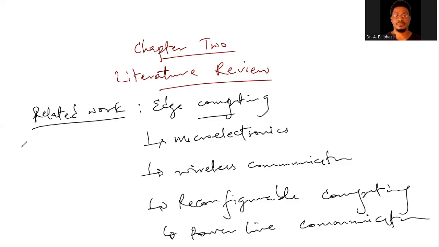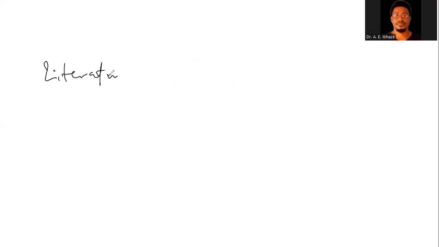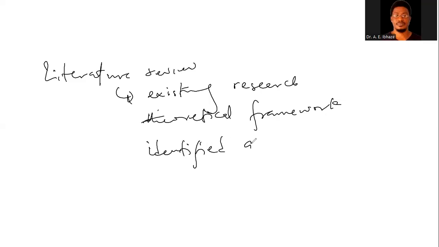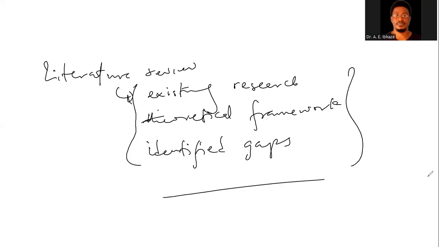So the idea about literature review is that we want to look up existing research in this area. Okay, then we want to look up the theoretical framework. Then we want to look up identified gaps. And then with this, we should be good, right? With this. So how do we organize the literature review?